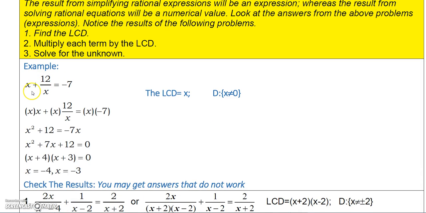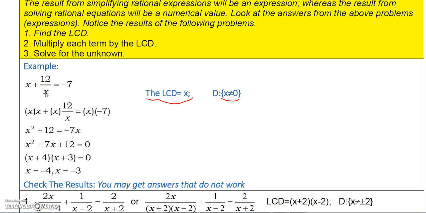Let's say that we have x plus 12 over x equals negative 7, and since we can think of x as x over 1 and negative 7 can be thought of as negative 7 over 1, then the only denominator we have other than 1 is x. So my least common denominator must be x. And also note that x can't be 0, because if you had 12 over 0, that would be undefined.